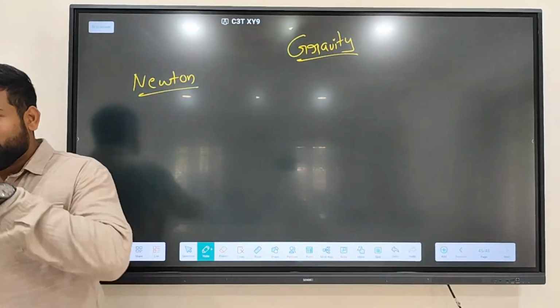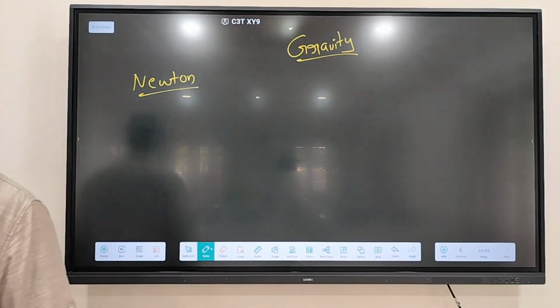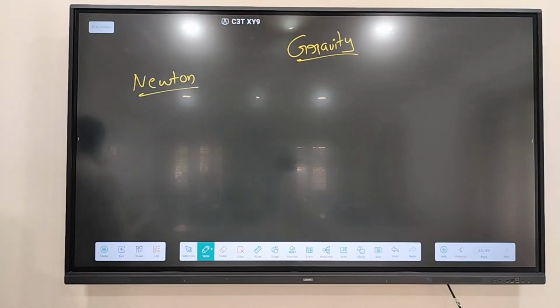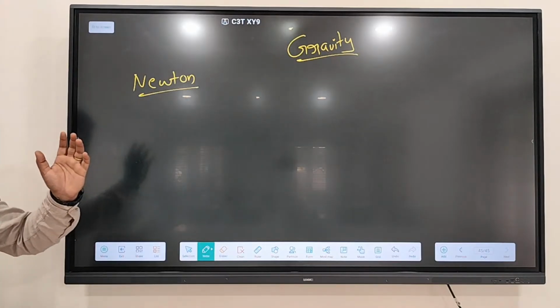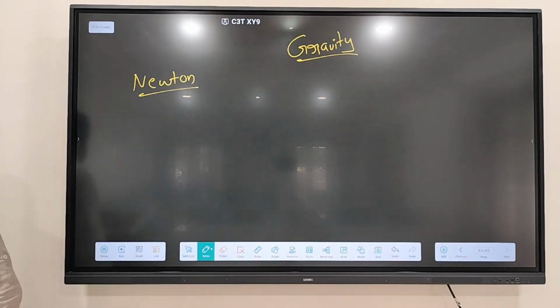The inner planets are small. Mercury is very near to the Sun, Venus is near to the Sun, and they are also small. That's why no moons. The gravitational pull is not enough to have a natural satellite. Earth is a little bit bigger in size, and its gravitational pull is better compared to those two planets. That's why only one moon. Newton's law of universal gravitation.